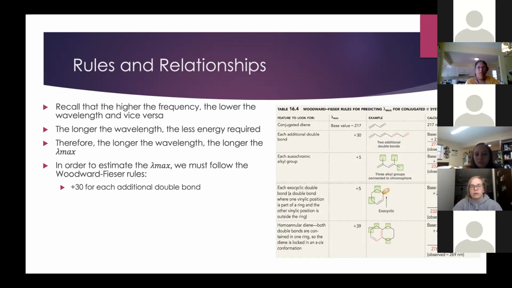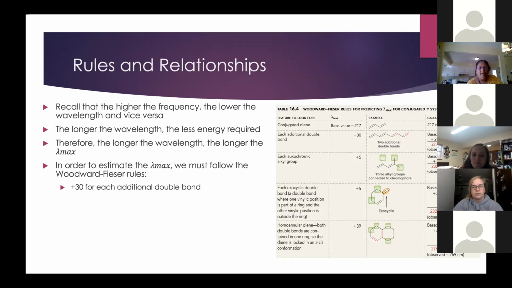Now, you can look up these. I put up all the tables, and I put a link also on the last announcement that I made, and you should be able to see a similar one. Now, she's going to be doing some examples after she finishes talking about the table, so you should be able to do problems yourself. So that's going to be part of your post lab for the UV lab. So please follow along and know what auxochromic means, what is exocyclic, what is homoannular, diene, and so forth.